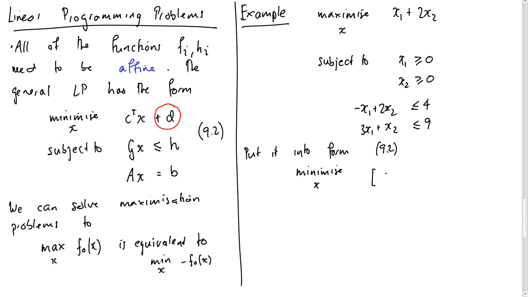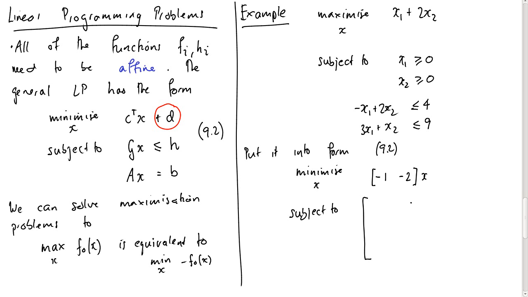Well, if we were leaving it as a maximization problem, then c transpose would be the vector 1, 2 times x, which is in R2. But because it's a maximization problem, we need to make these things negative, multiplying the objective function by negative 1, subject to, well, we've got inequality constraints and equality constraints. There are no equality constraints, so we're just going to write down the inequality ones.